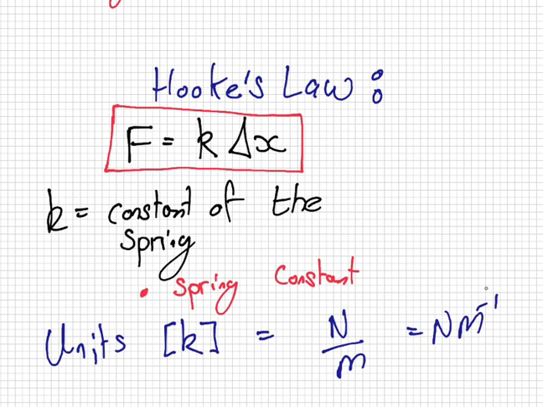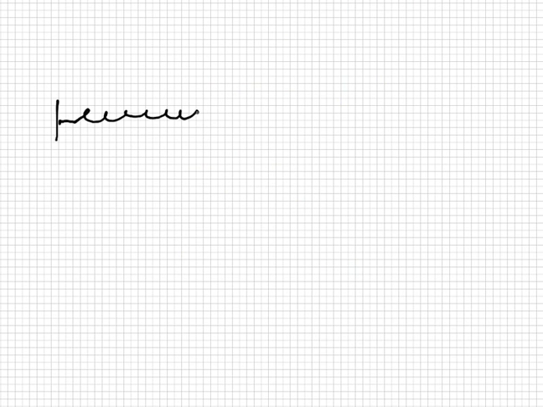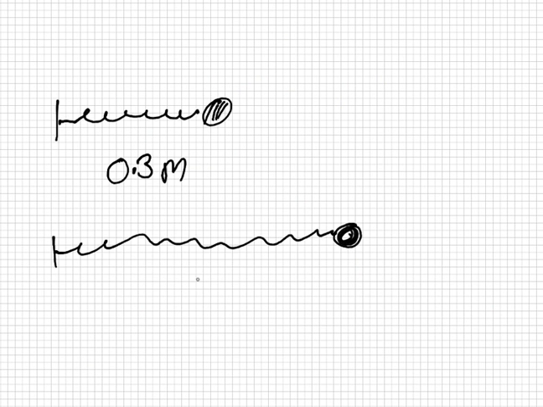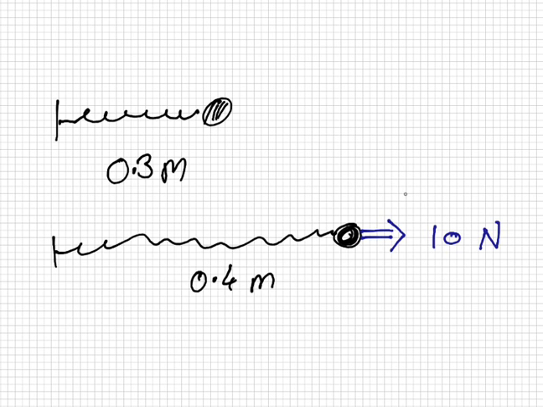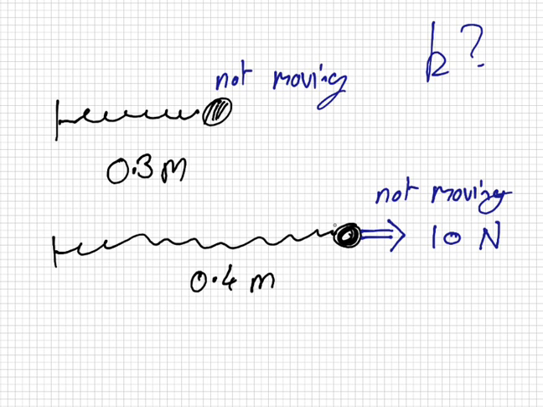All right, let's have a look at our first example then. Can I scroll down? Okay, so let's take an example. Here's my spring, and let's make it easy. Let's say it's 0.3 meters, and then I come along and stretch it to 0.4 meters. Let's say I do this by pulling on it with a force of 10 newtons. But now it's not moving again. So I would like the K. We know there'll be a force this way. How big will this force be? 10. So from Hooke's law, we have 10 equals K delta X.